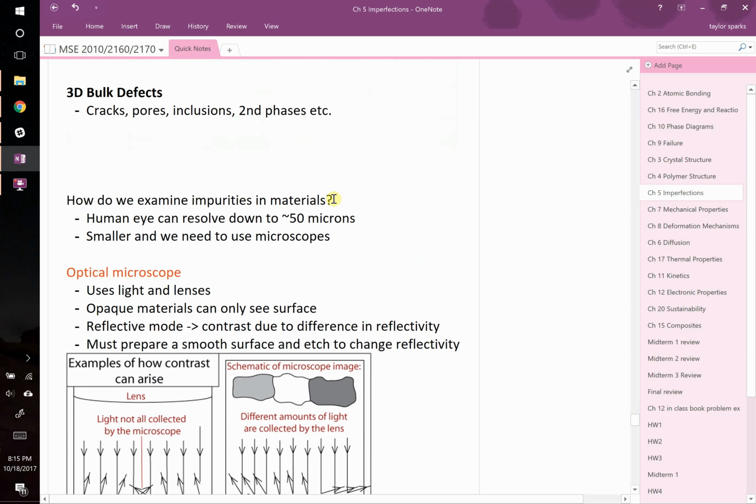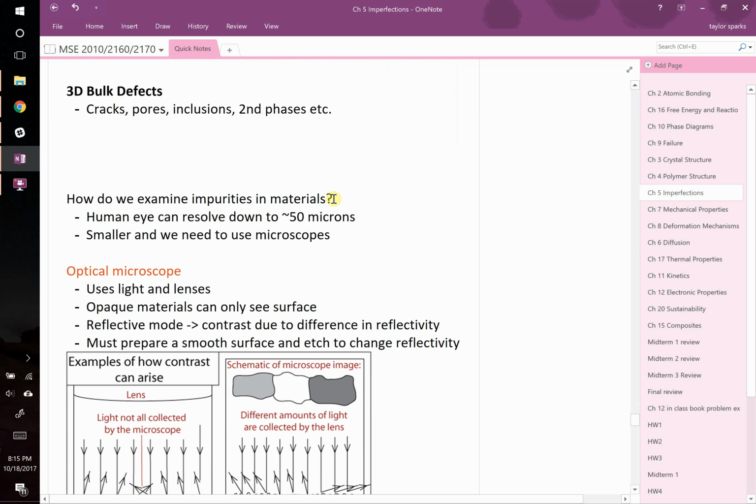Okay, the last type of defect we're going to talk about is three-dimensional ones, and these are typically large-scale things like cracks, pores, inclusions, a big second phase or something. So that goes from 0, 1, 2, and eventually to three-dimensional defects. So then the question might be, how do we actually visualize these things? How do we observe these defects in materials?